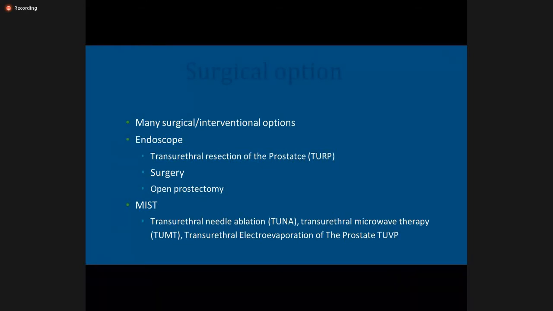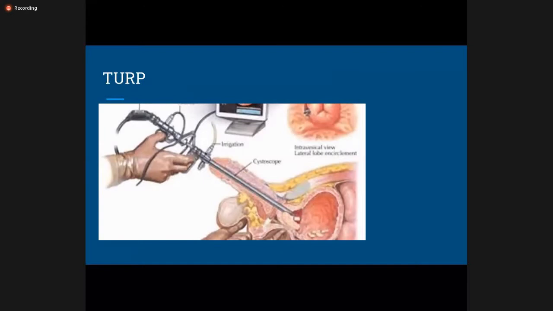But remember these minimally invasive options are only being done for the patients with a high risk for the GA. When we cannot go for general anesthesia or regional anesthesia for these patients, then we go for these options. Otherwise, TURP is the gold standard. This is just one picture showing the TURP.